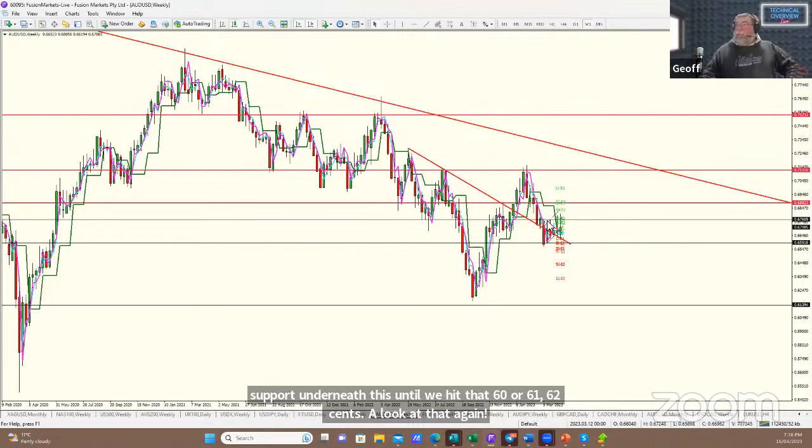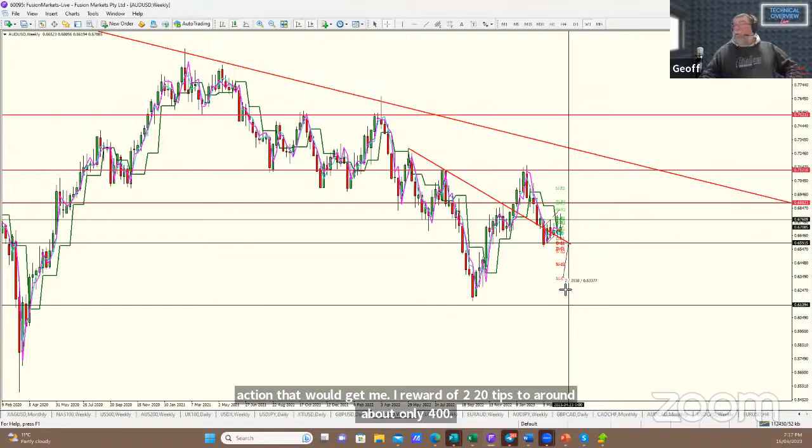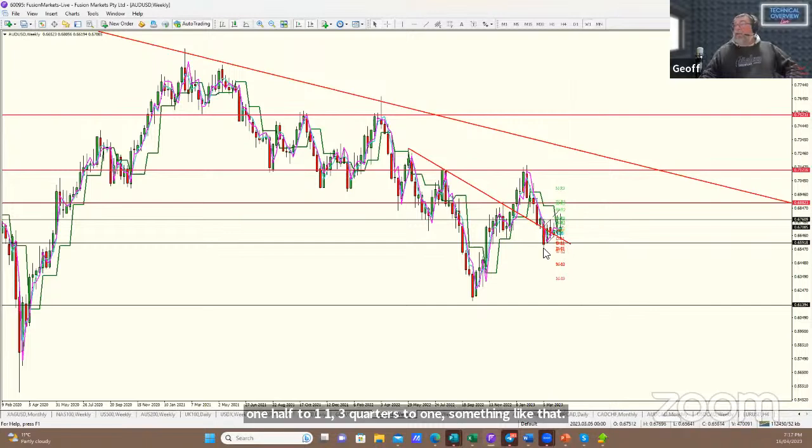So that's really interesting. In fact, I've got the inclination to place that order again. I think I placed it 2 weeks ago or whatever it was. And entry here, stop loss above the recent week's price action. That would get me a reward of 220 pips to around about nearly 400. So 1.5 to 1, 1.75 to 1, something like that. So not too dusty if that plays out.